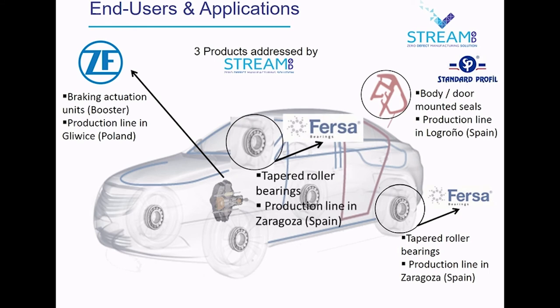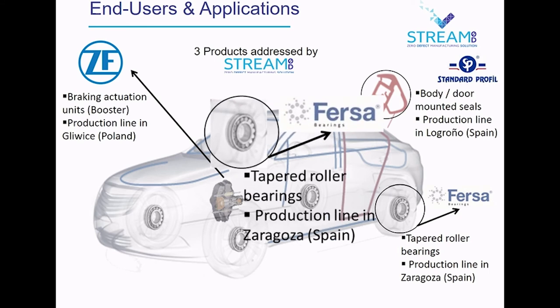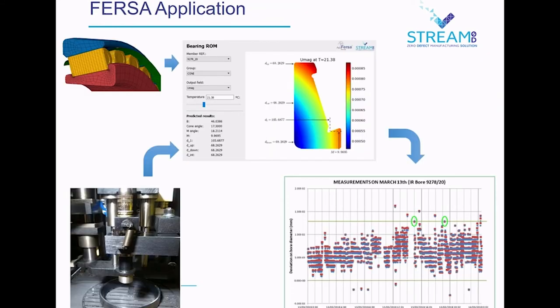Another use case of Stream 0D is Fersa, a producer of roller tapered bearings. These bearings are manufactured by machining and assembling the different parts of the bearing. These pieces must be machined with an accuracy of microns. A model that is able to predict the dimensions of the bearing as a function of the working temperature allows detecting parts that are approved by the online quality control system but that should be rejected, false positives, or parts that are rejected but should be approved, false negatives.